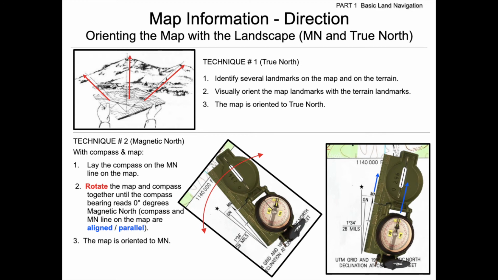Number two, visually orient the map landmarks with the terrain landmarks. So you're fiddling with your map until you get what you see in front of you to match what's on your map, right? The map is now oriented to true north.